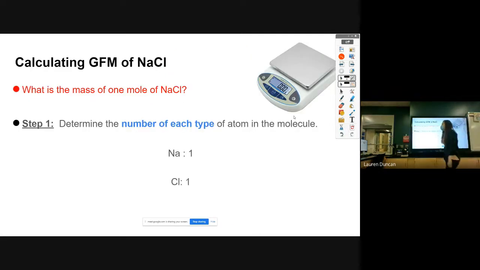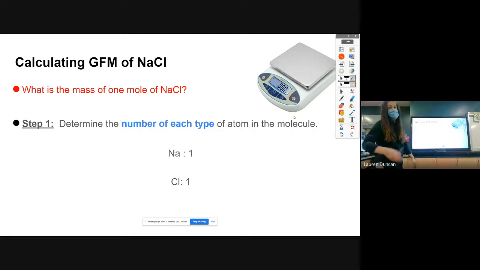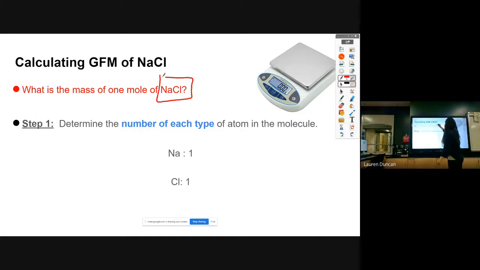All right, so we'll start with a simple one. What if I wanted to know the mass of 1 mole of salt, sodium chloride? If I had 6.02 times 10 to the 23rd molecules of sodium chloride, and I put them on that scale on the screen, what would be their approximate mass in grams? All right, step 1 is this. You look at the formula that you're given, and you determine the number of each type of atom in the formula. So, for example, NaCl has 1 Na and 1 Cl.